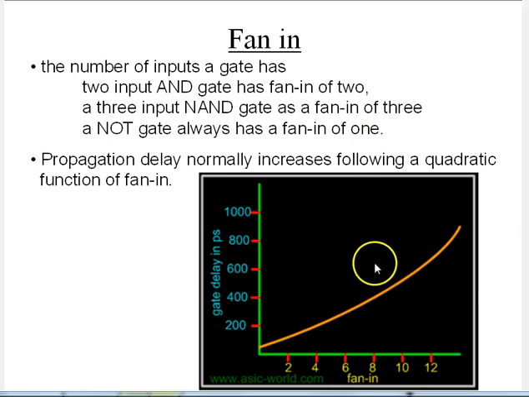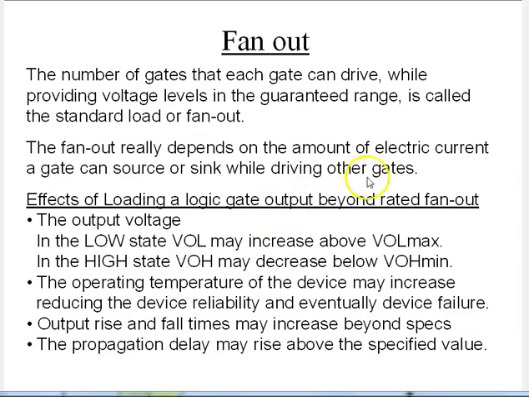If we increase the number of inputs, this shows our gate delay versus fan in, and we see how that in fact increases. So if we have a 2-input NAND gate, that's going to have, in this example, a propagation delay on the order of just 100 picoseconds, whereas a 4-input NAND gate has a propagation delay about twice that at 200 picoseconds. Fan out considers how many loads an output can drive.